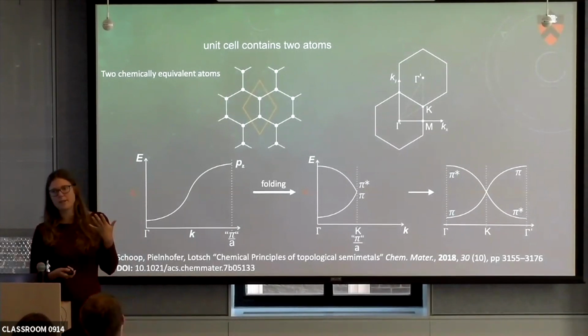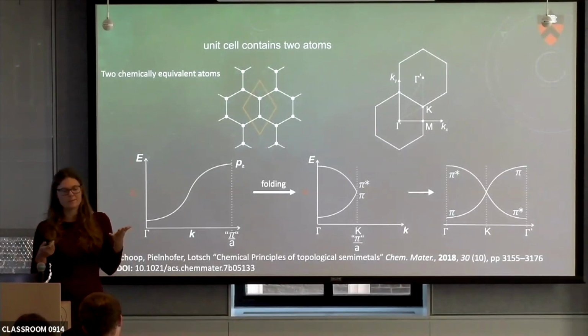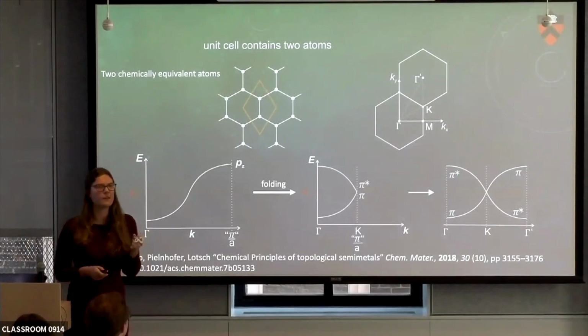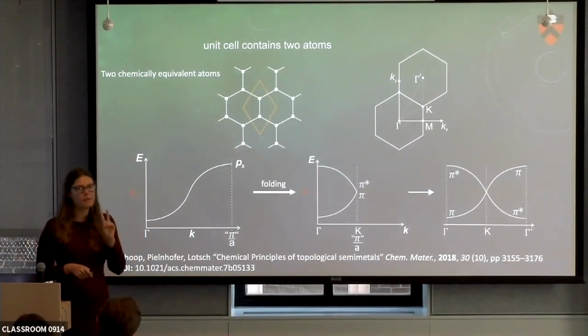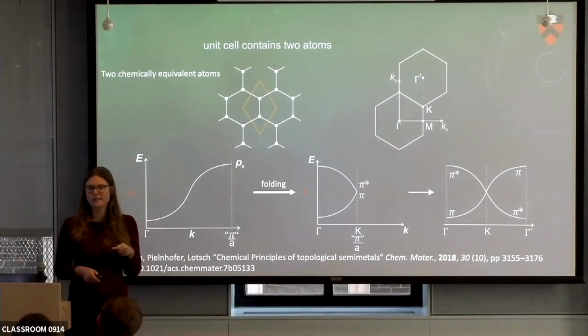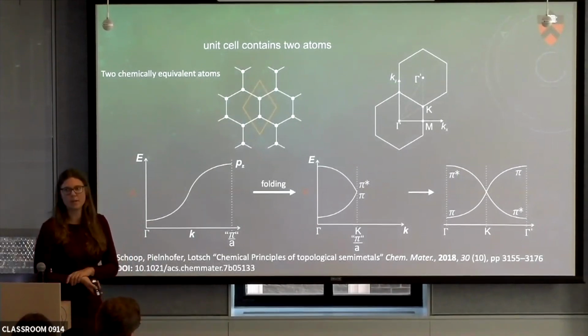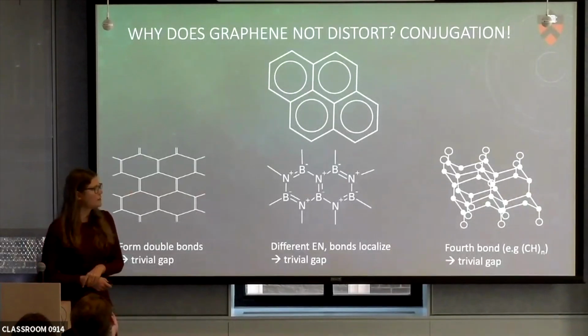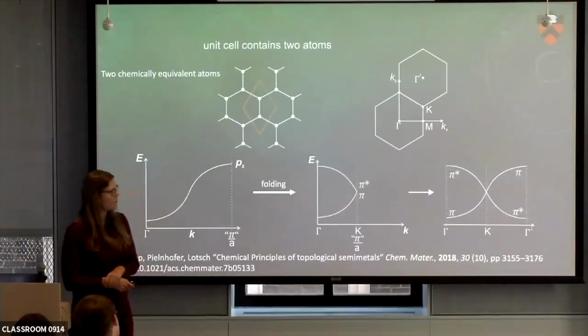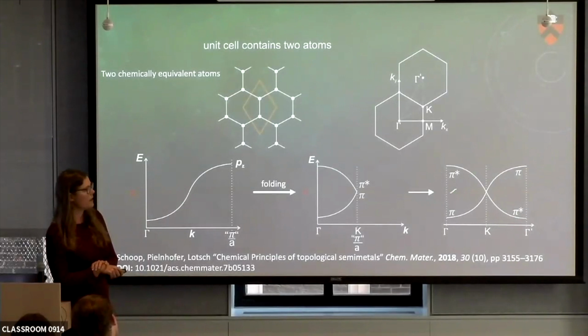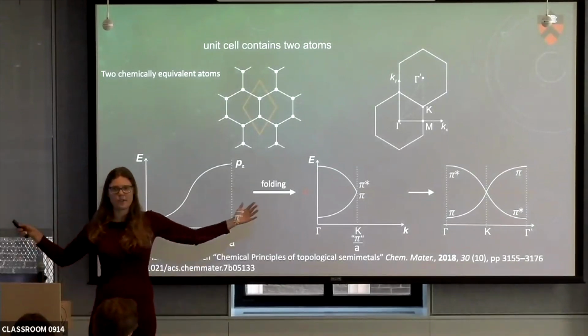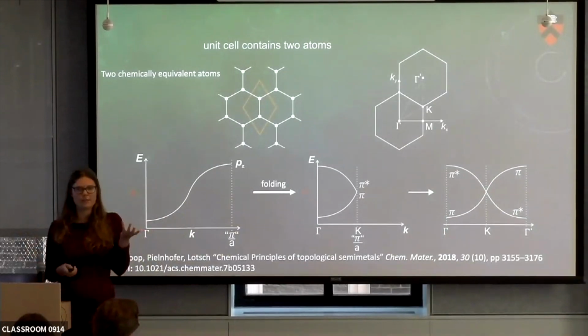So we can learn simply from a chemical perspective that having two chemically equivalent atoms in the unit cell does something to our band structure, which makes it potentially interesting towards topology. The one thing which is different from the hydrogen atoms is that in a 1D chain of hydrogen, we said there will be a Peierls distortion that opens it up.